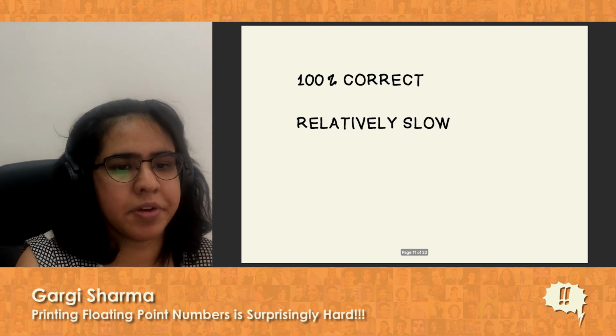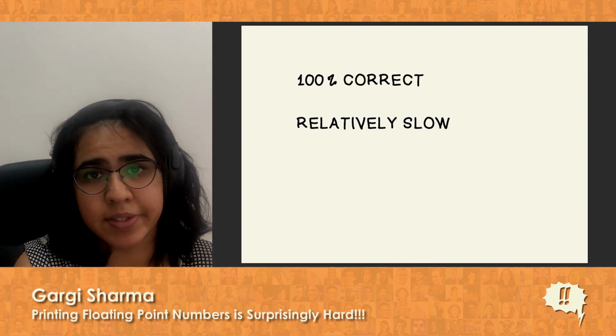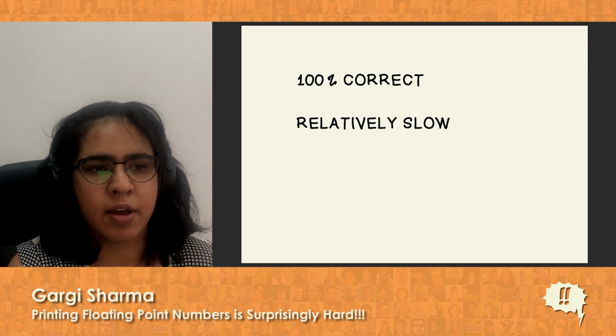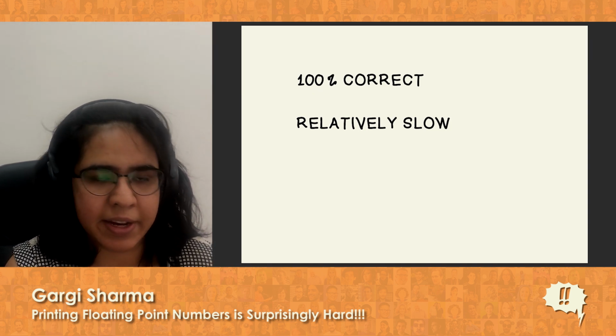So this algorithm is 100% correct, but it's relatively slow because it uses arbitrary precision arithmetic. So it uses big integers to generate the numbers.